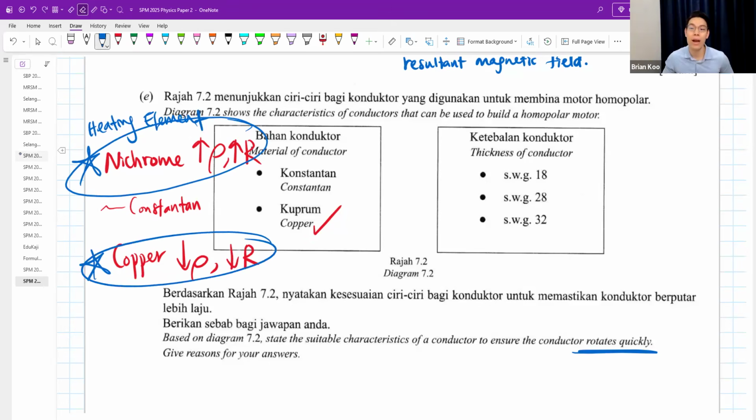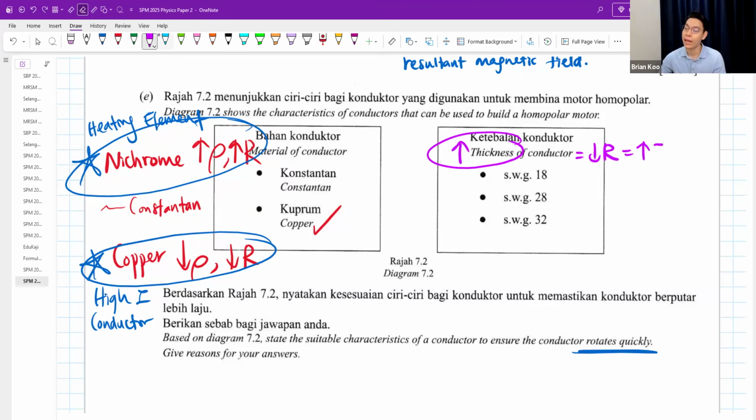I use copper when I want high current, low resistance, for any wire conductor and stuff. So definitely copper. And the thickness of the conductor, I want it to be high also. A greater thickness means low resistance. A thick wire, very easy for current to flow, therefore very high current. The issue is this SWG, this standard wire gauge, is reversed.